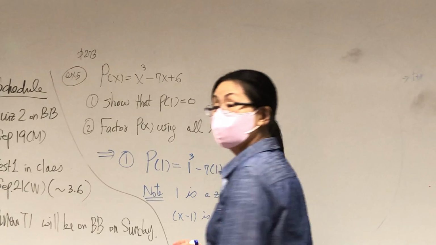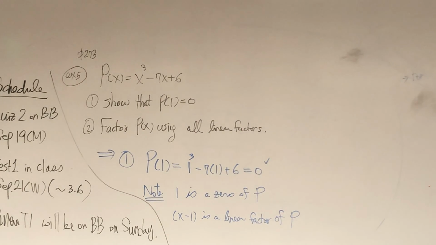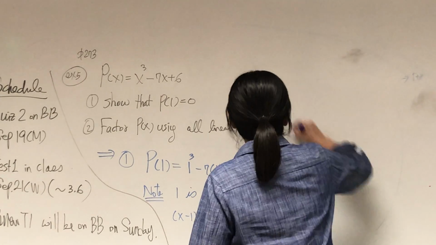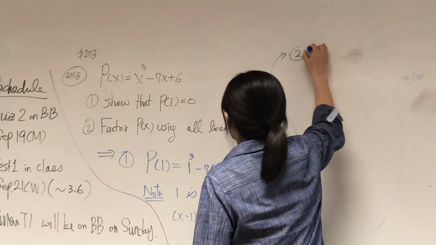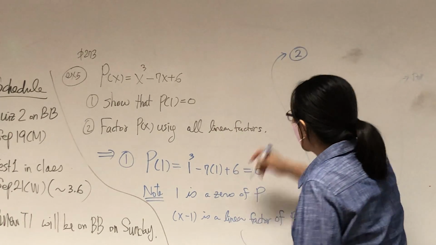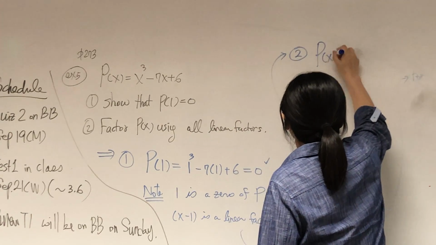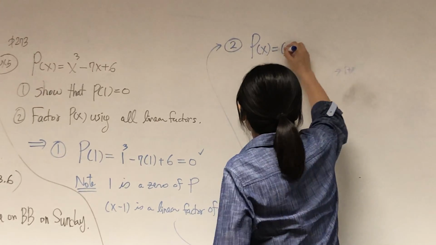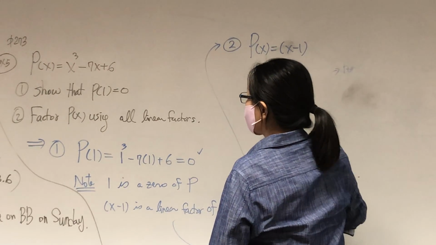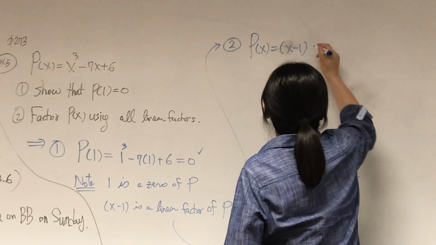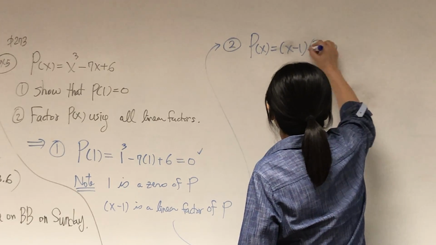Am I right? Yeah? Okay, let's move to number 2. So now, from number 1, we can write down, because x minus 1 is one of the factors, times Q of x. So we have to find the Q of x.